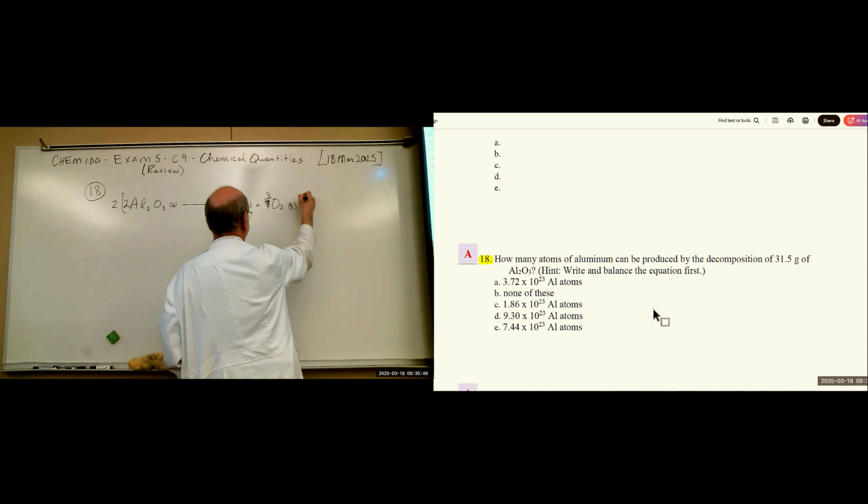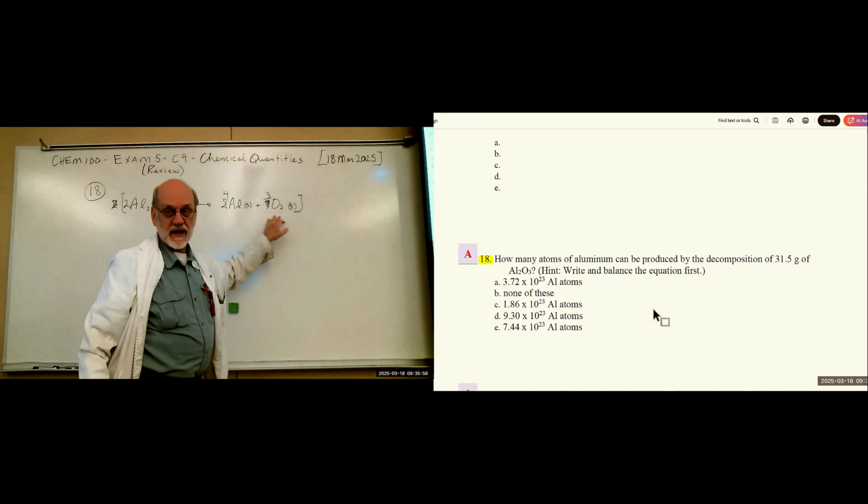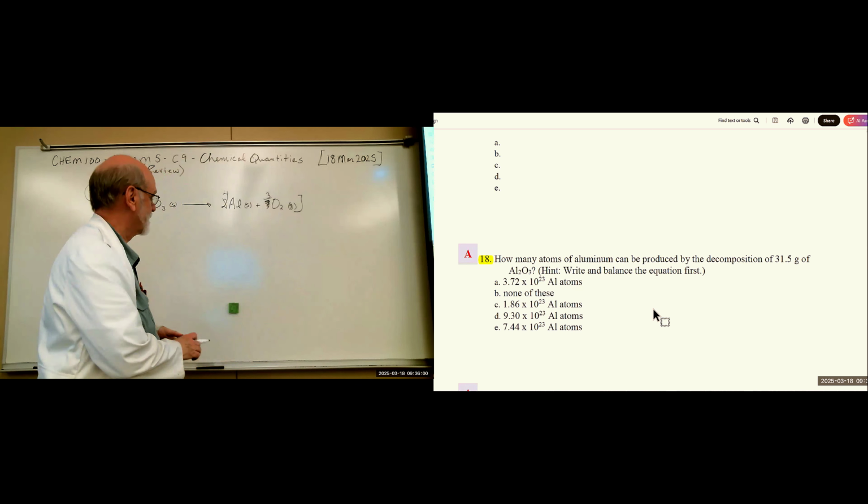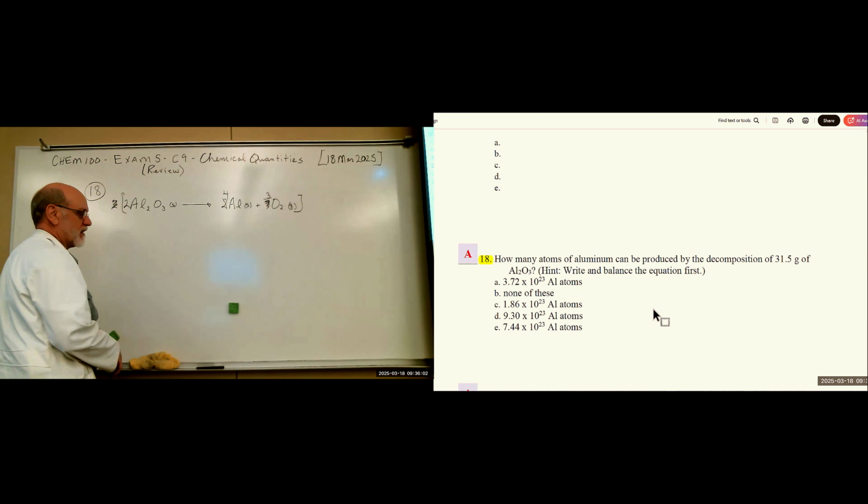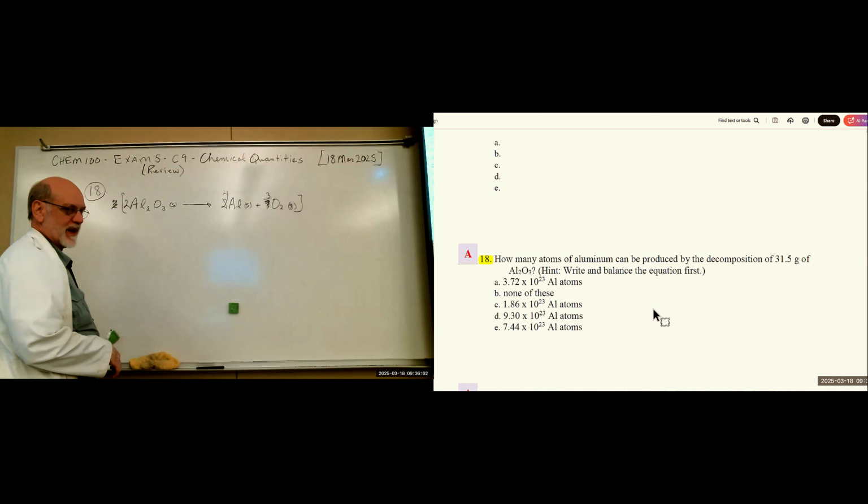And our equation now is 2 aluminum oxide yields 4 aluminum and 3 diatomic oxygens. Okay. Now we have our balanced equation. We start with 31.5 grams. And the question is, how many atoms of aluminum can be produced? So we want atoms here.